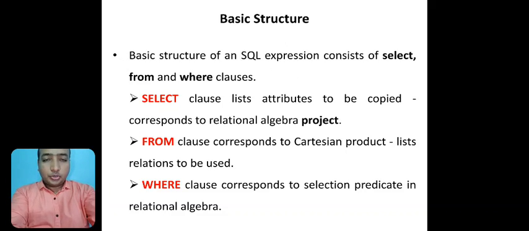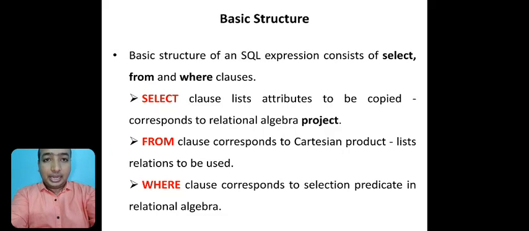So now, dear students, let us understand some of the basic structure of SQL. The basic structure of an SQL expression consists of three important clauses. You need to remember this. Whenever you write an SQL query, these three clauses are normally there. Some are optional, some are mandatory. The first one is select, then from and where clauses. Select, from and where clauses.